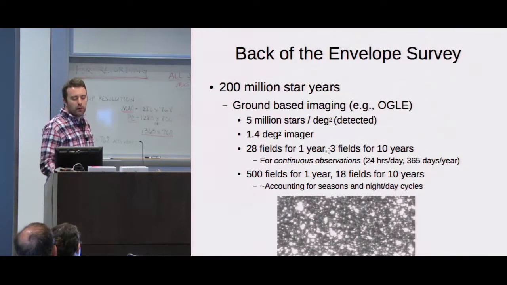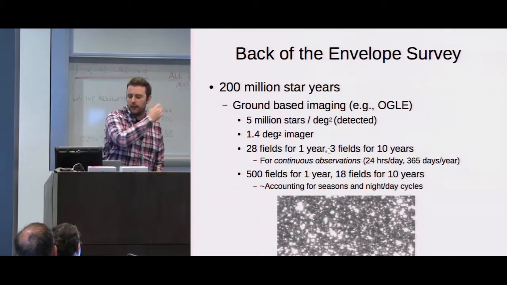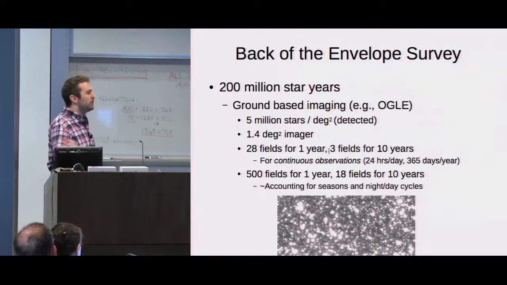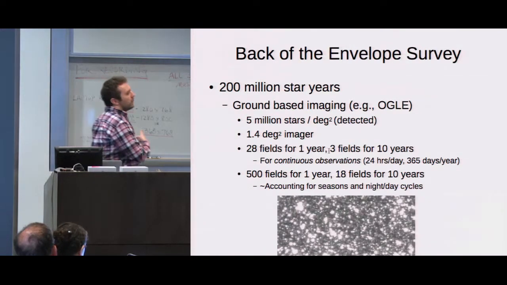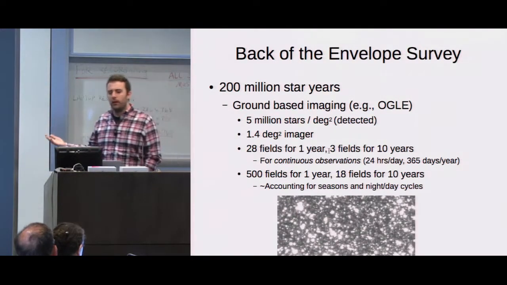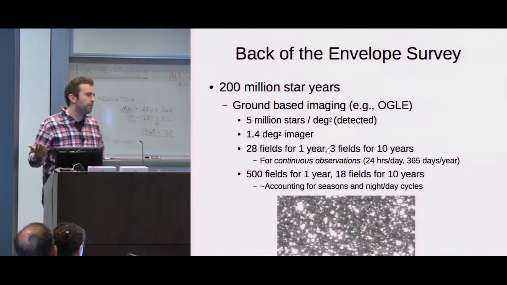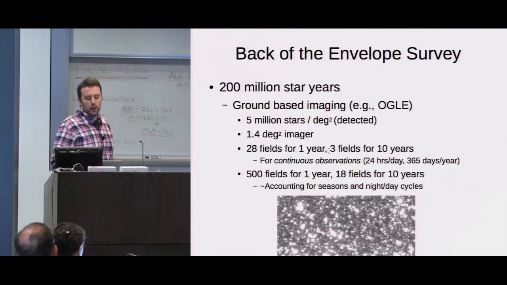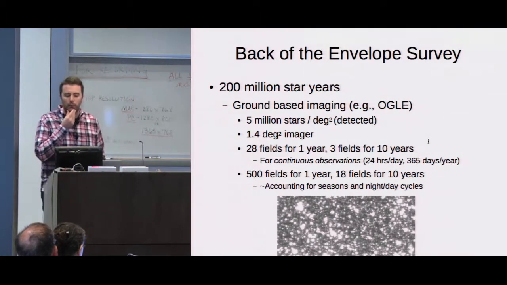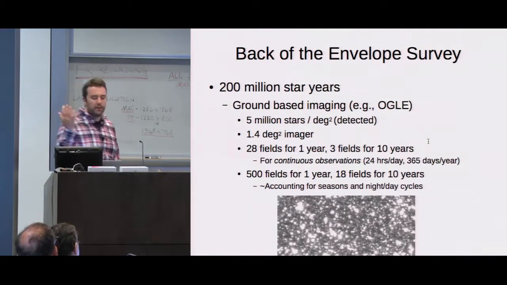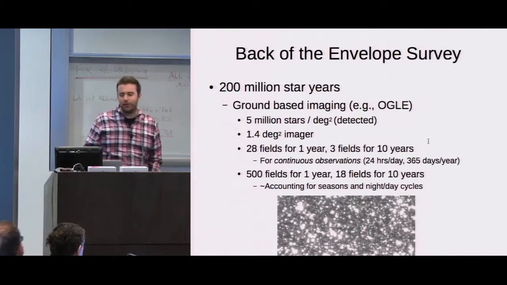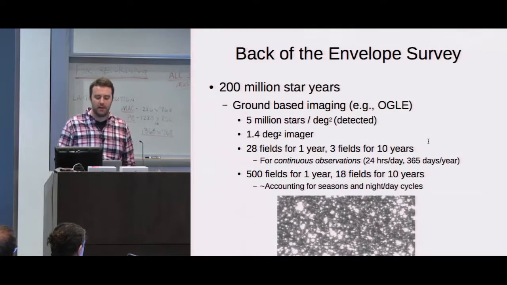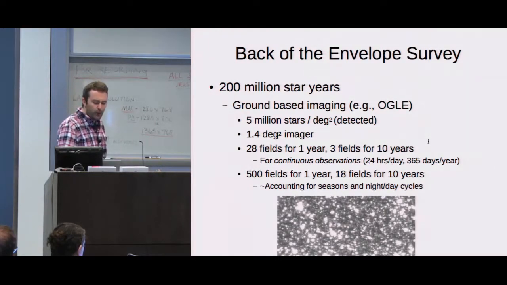But recall that the detection efficiency I mentioned earlier was if you're observing continuously. If you're observing from the ground, that's obviously not possible. Your fields go behind the sun, you have weather, and you also have night and day cycles. So your observing efficiency or duty cycle is a lot less than 1. So if you account for that from one site, you'd need to monitor 500 1 square degree fields for a year, or 18 or so for 10 years.